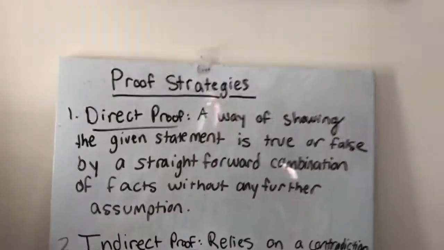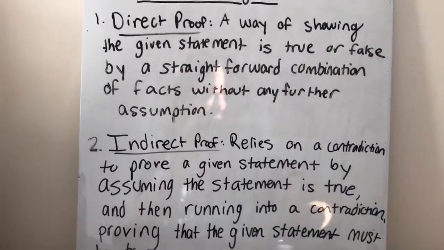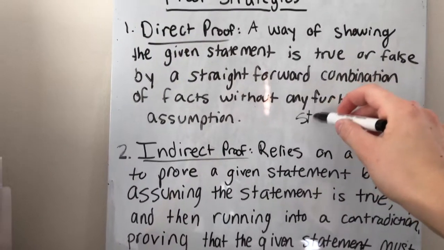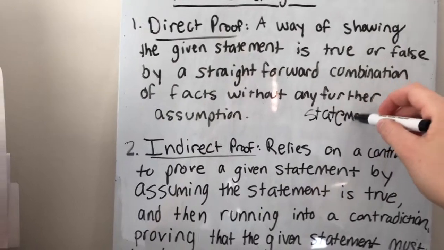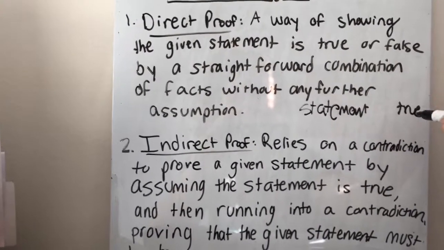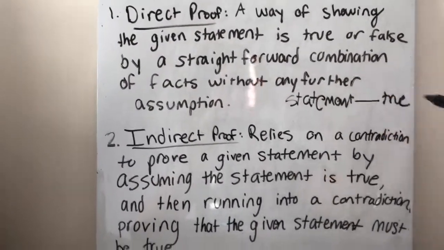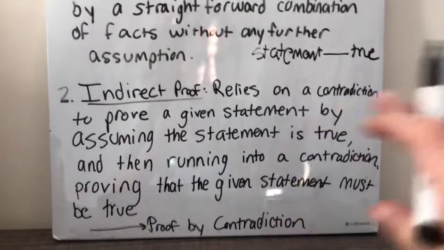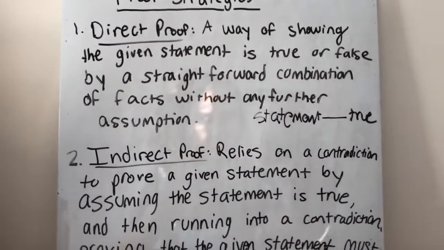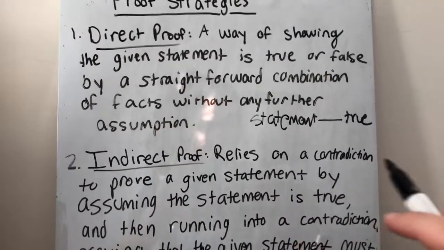So basically what this is saying is there's a linear path here. Let's say we are given a statement and we're trying to prove something true. Basically, a direct proof means we have a direct path in order to do that. We don't need to assume any further assumptions. We have basic facts already that we can use in order to get from our given statement and prove it true.